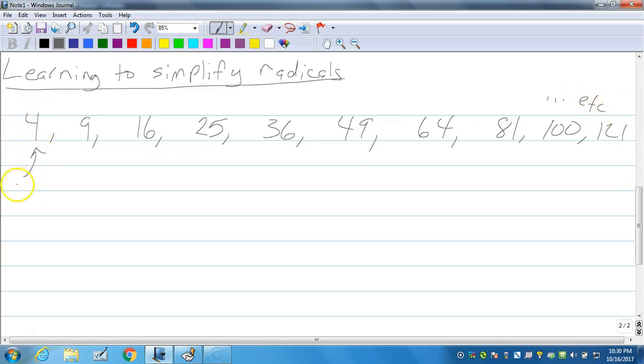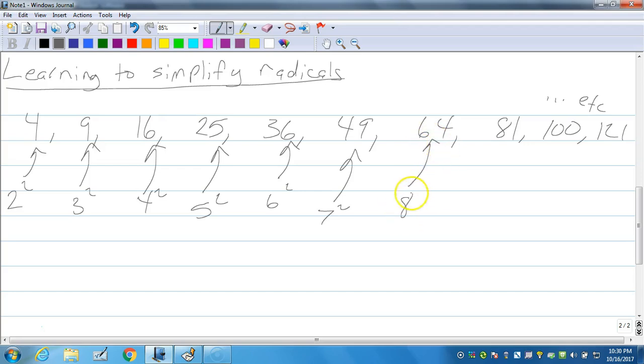4 comes from 2 squared. 2 squared is 4. 9 is 3 squared. 16 is 4 squared. You get the point. 5 squared is 25. 6 squared is 36. 7 to the second power is 49. That's 8 squared. That's 9 squared. 100 is 10 squared. And that's 11 squared, right?